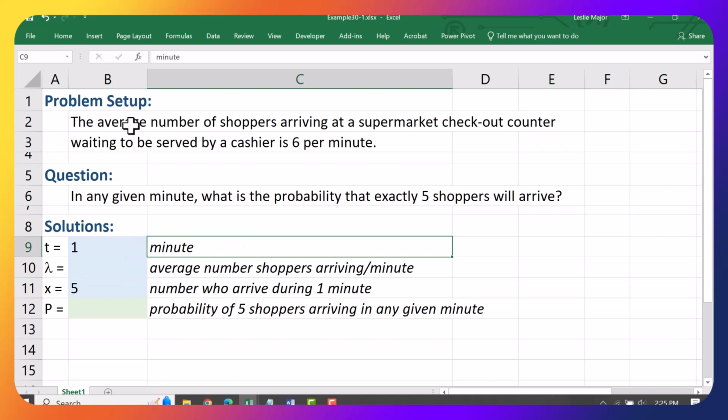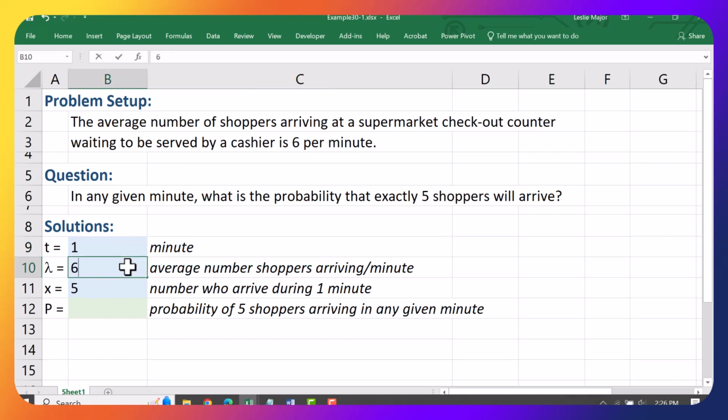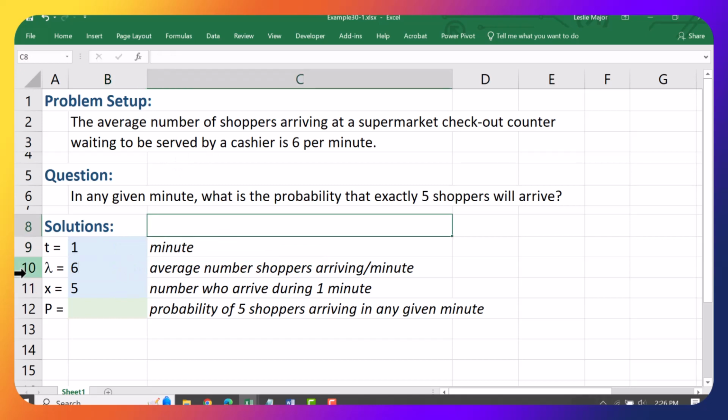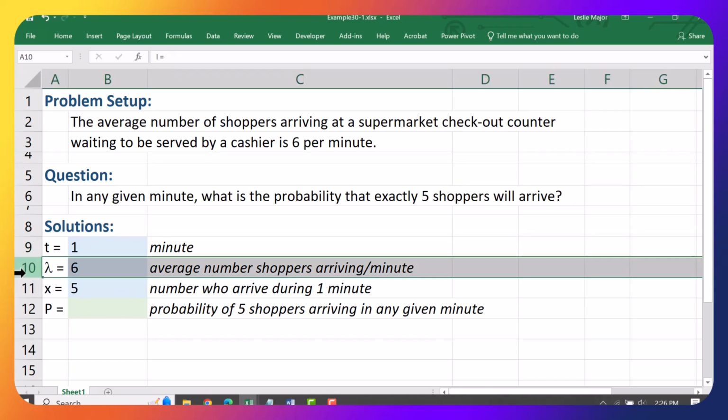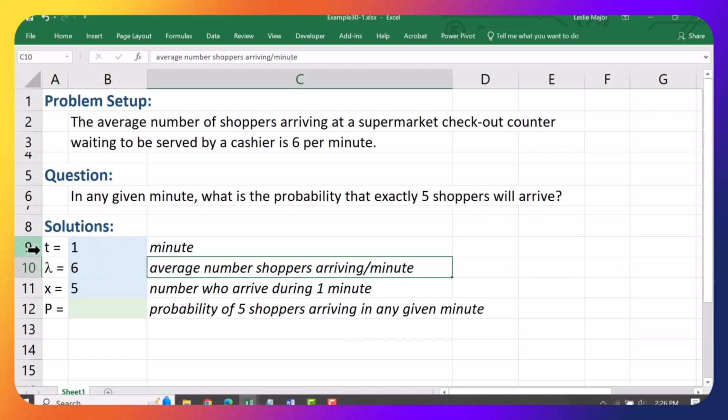Now we're told that 6 shoppers arrive per minute on average. So that becomes our lambda. Lambda is the number of events per time frame. So in this case, the number of shoppers arriving per 1 minute.